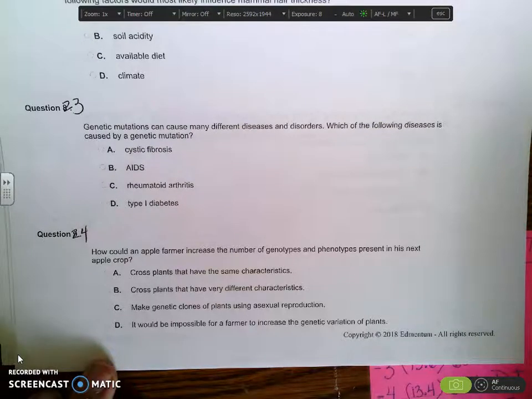Question 24. B. Farmers can enhance the genotypic variety of their crops by crossing crops with very different characteristics, resulting in new combinations of alleles. This genotypic variety will result in phenotypic variety.